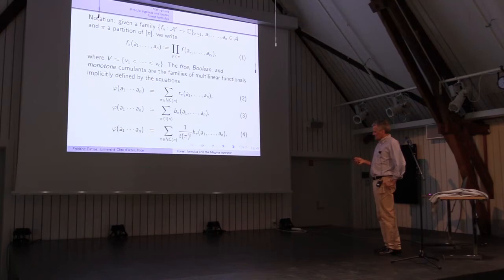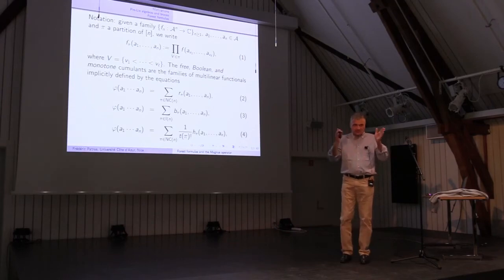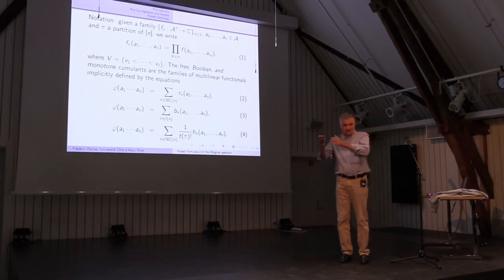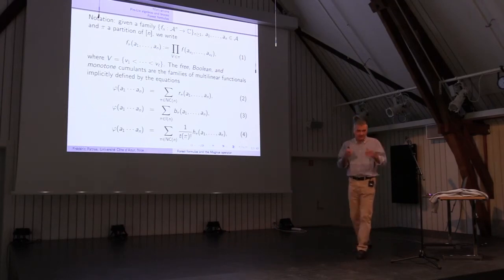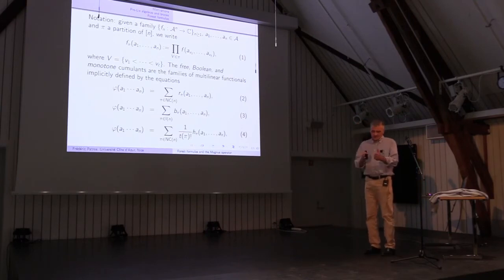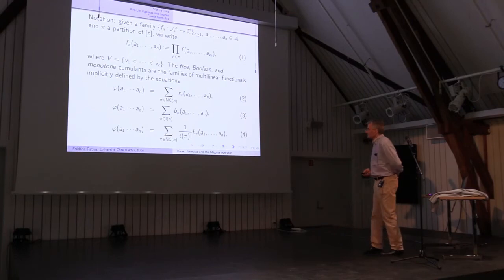So this is the set of Boolean partitions, or interval partitions, where you decompose a set of n elements into blocks where all elements are following each other in each block. So Boolean partitions I discussed earlier. And there's a third theory which is slightly different from the previous one, which is called monotone.